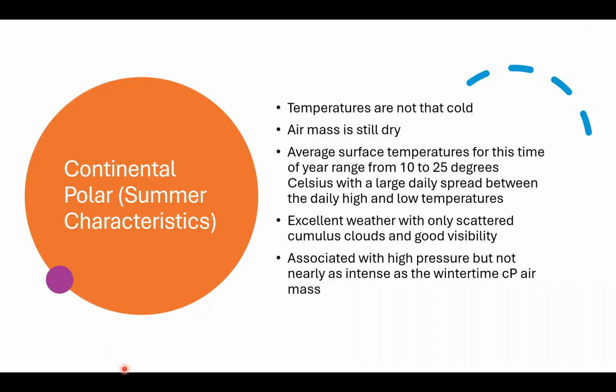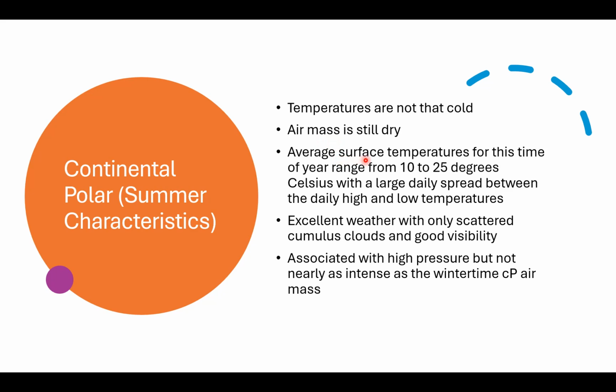Meanwhile, continental polar air masses in summer. What is CP air like in summer? Well, obviously with the summer season, the temperatures are not that cold. The air mass is still dry, so in many cases in the summertime with continental polar air, you get a break from that oppressive humidity. After a cold front moves through, the high pressure builds in from Canada, and you get a drier air mass with lower dew points, which makes it feel much more comfortable outside when continental polar air comes in the summer.